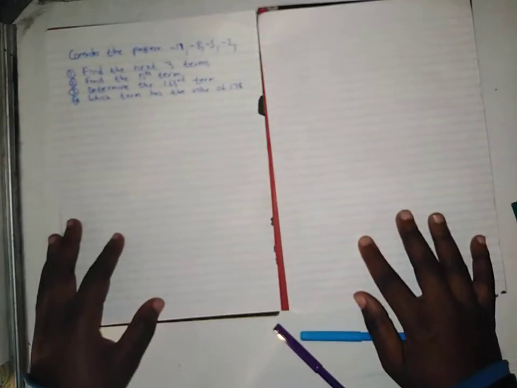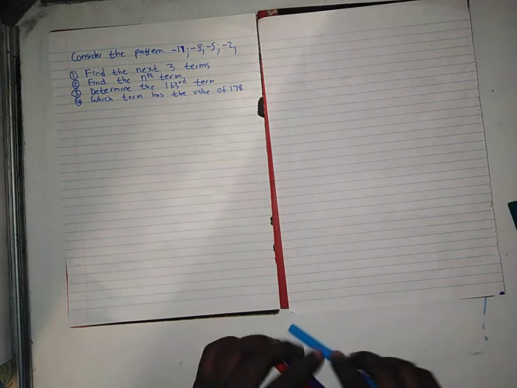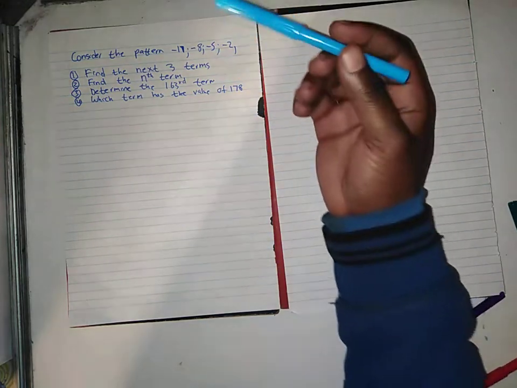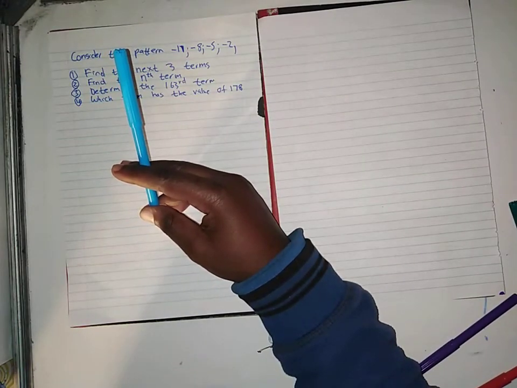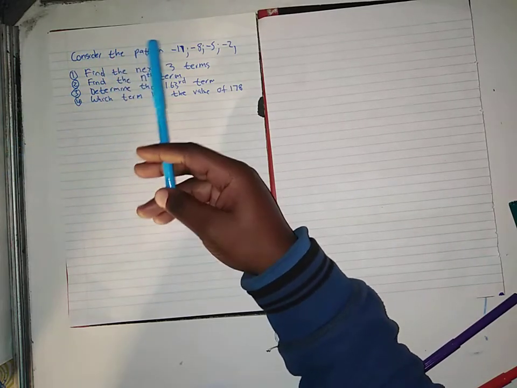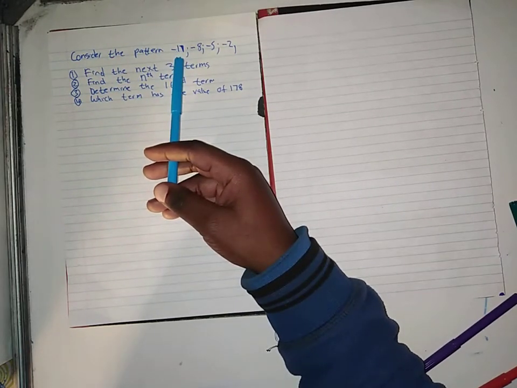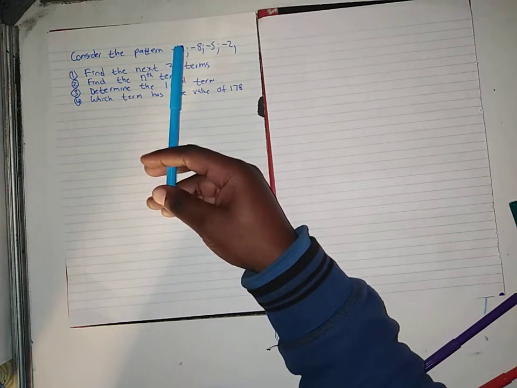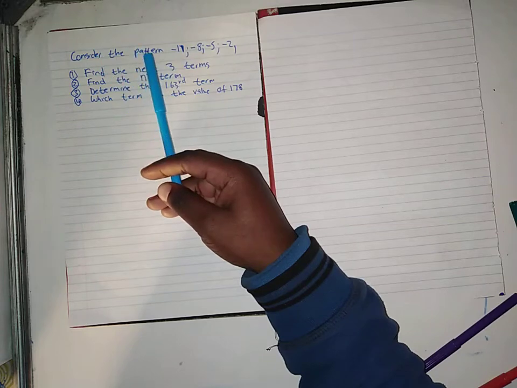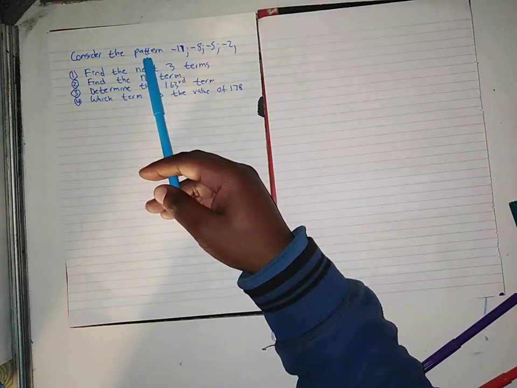Okay, guys, let's look at this one. I want you to notice about this one. Can you see? This pattern has negative numbers. Negative 11, minus 8, and so on and so forth. So they need to find the next three terms. So how do we find the next three terms?